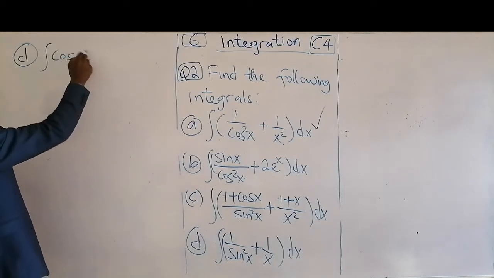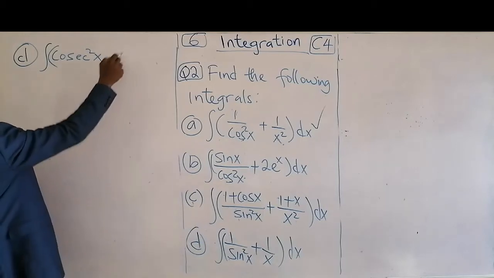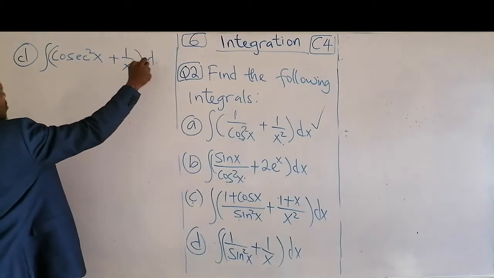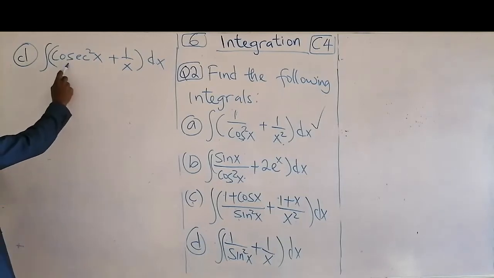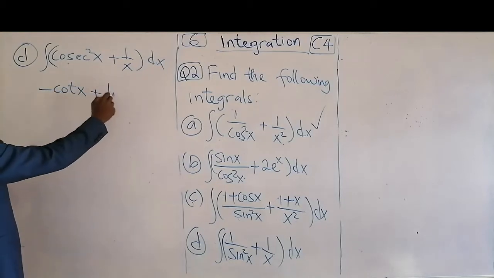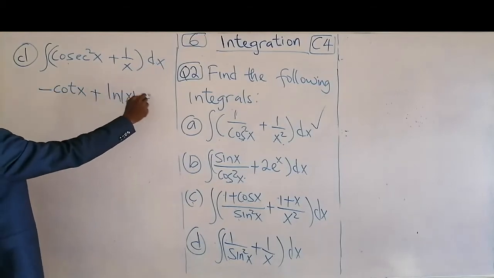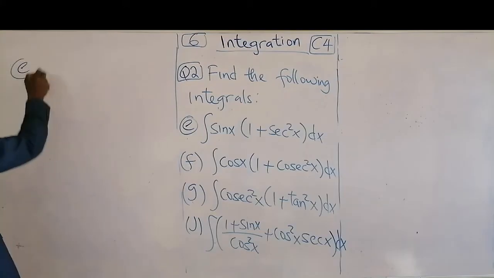Cosec square x. Okay? Then plus 1 over x. So let's apply your table straight away. Integral of cosec square x is minus cot x, and then plus ln x plus c, which is the integral of this, and then the e parts.